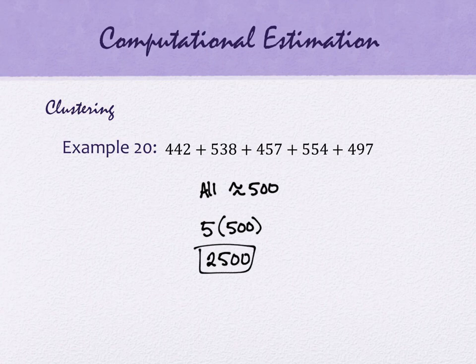That's clustering. And maybe your kids wouldn't multiply. Maybe they would add 500s together. That's fine too. It's the same thing. Add 2 at a time, you get 1,000. Add 2 more at a time, you get 1,000. You're going to get 2,500, so that's fine.